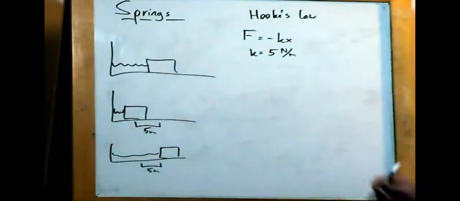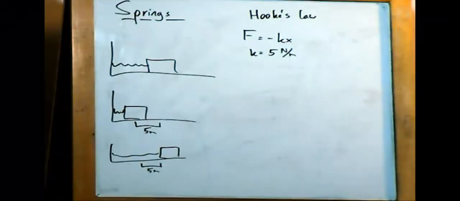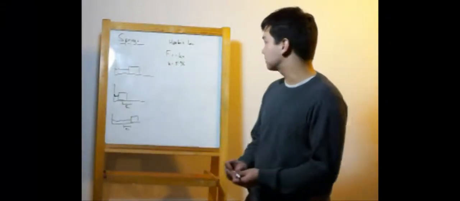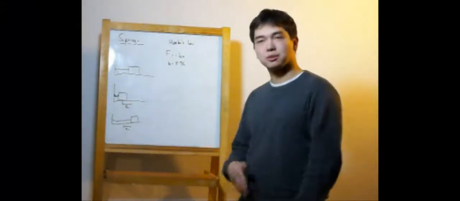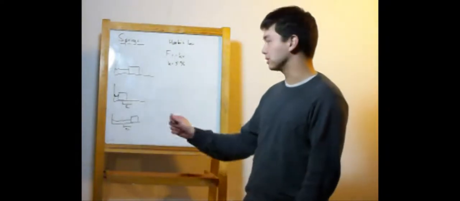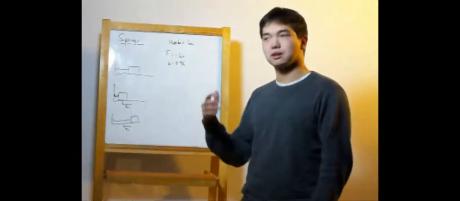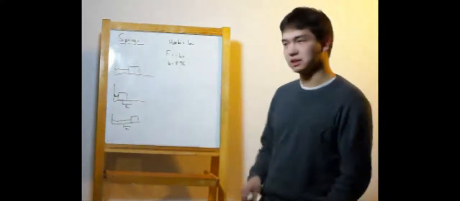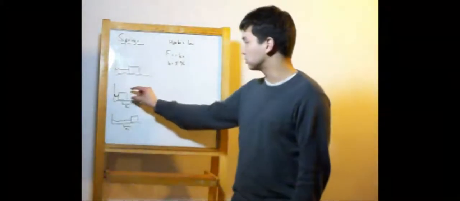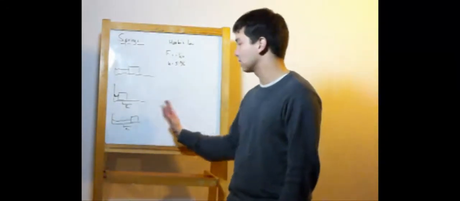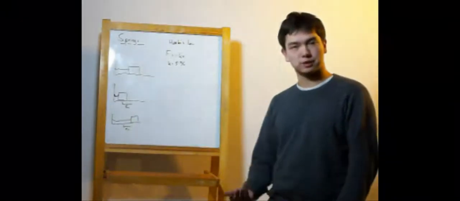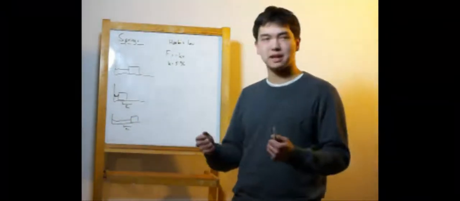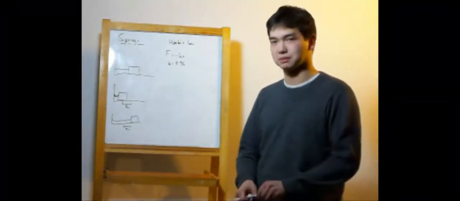F equals negative kx, where k is the spring constant, which differs from spring to spring, and x is the distance from your resting position. So this negative sign only serves to say that regardless of the direction you push or pull your particular spring in, it's always going to be pushing or pulling back in the opposite direction. So if I compress the spring, it's going to push right back this way. If I pull it out, it's going to push right back this way. Regardless of which direction I compress or expand the spring, it's always going to go back to its resting position.